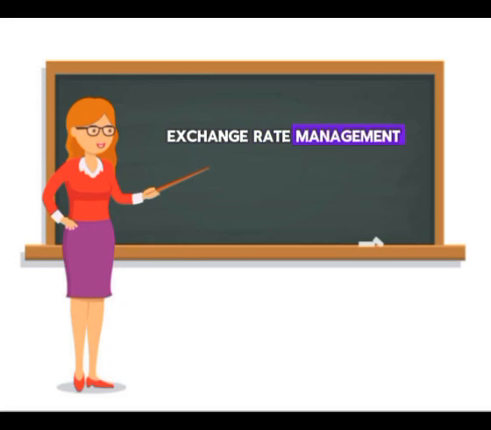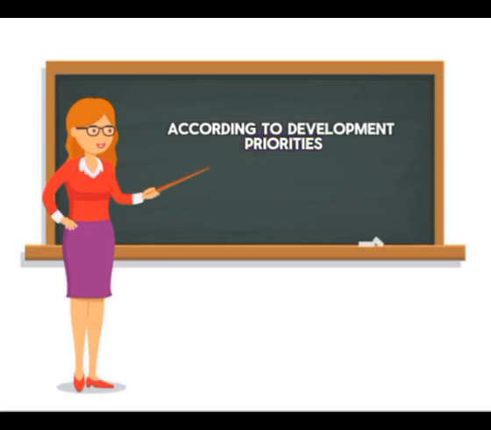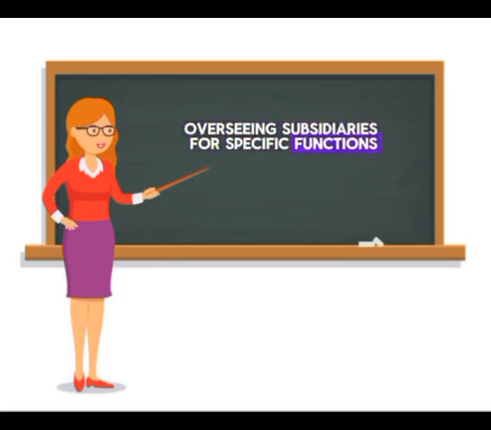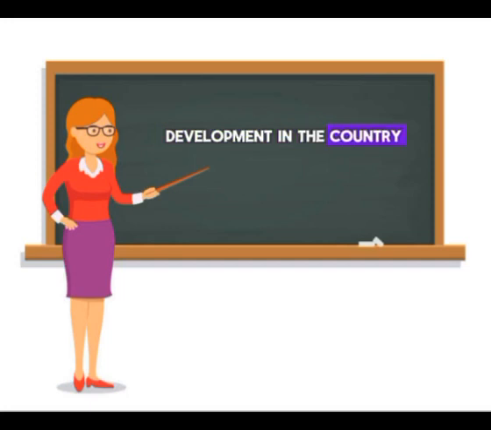Exchange rate management. Maintains the external value of the currency, regulates foreign exchange reserves, and manages the exchange rate to support competitiveness and stability in the foreign exchange market. Developmental role. Beyond regulatory functions, the SBP plays a developmental role, promoting economic growth by developing monetary and capital markets, assisting economic growth, and directing credit according to development priorities. In summary, the State Bank of Pakistan acts as the central bank, regulating the monetary system, overseeing subsidiaries for specific functions, and playing a crucial role in ensuring financial stability and fostering economic development in the country.